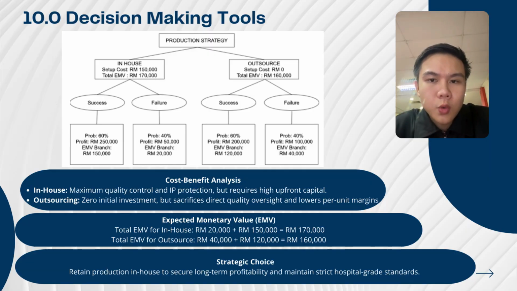To be sure, we did the maths using the expected monetary value calculation, EMV. The result is clear. Making the panel ourselves gives us a return of 170,000, and buying them only gives us 160,000. So our final decision is to keep production in-house. It gives us better quality and more profit.